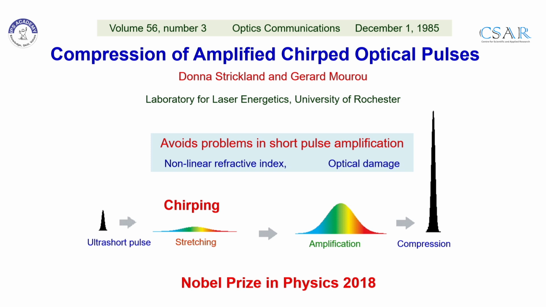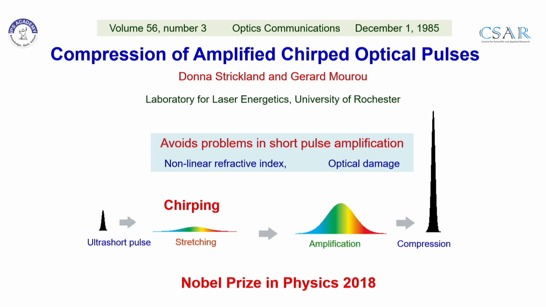So this is a very important development in the field of laser matter interaction, because earlier there was a problem in amplification of short pulses. The intensity becomes so high that it changes the refractive index of the medium, which leads to focusing of the beam in the gain medium and optical damage. And Donna Strickland and Gerard Mourou, this is the work which Professor Murthy was referring to, in 1985.